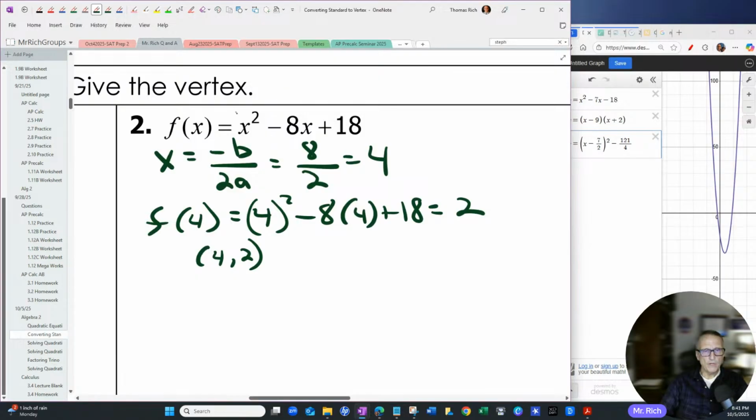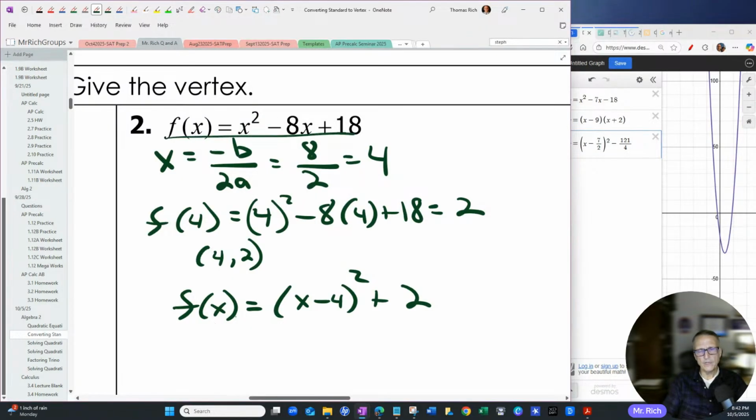The a is a 1, right? We can see that there. So when we rewrite this in its vertex form, it's going to look like this. It's going to be x minus 4. All right, remember, even though my x coordinate is a positive 4, it is going to be x minus 4 squared and then plus 2. And that will be the same graph as this one, just written in vertex form.